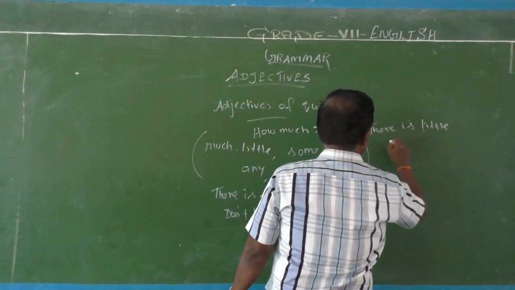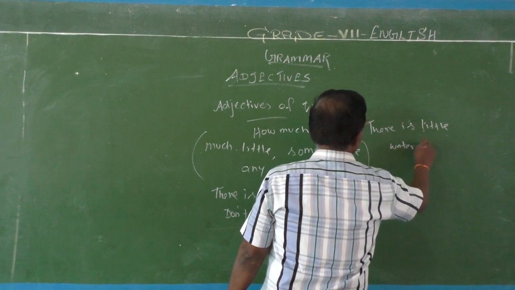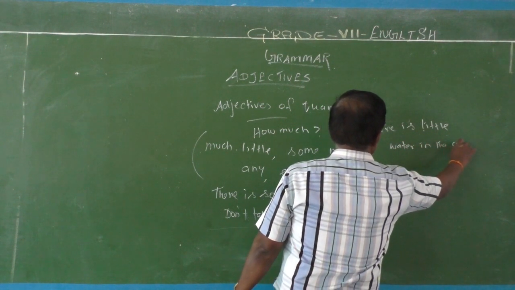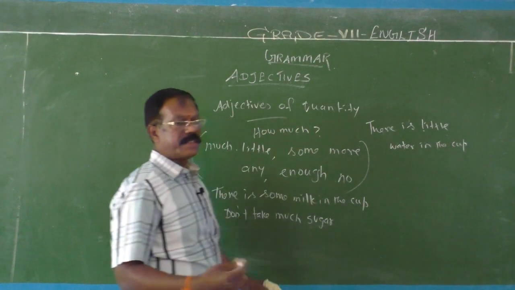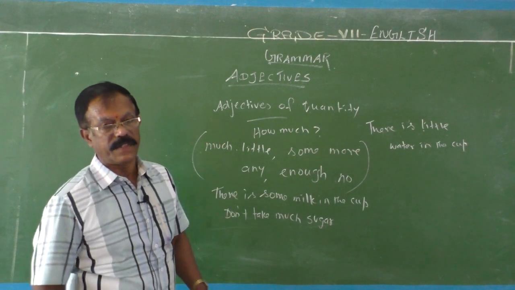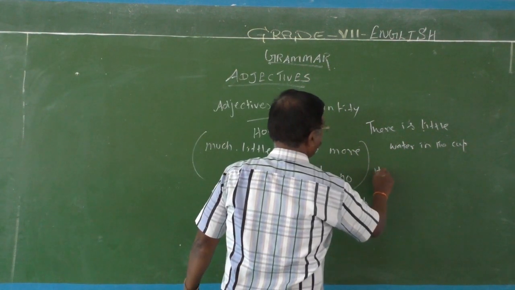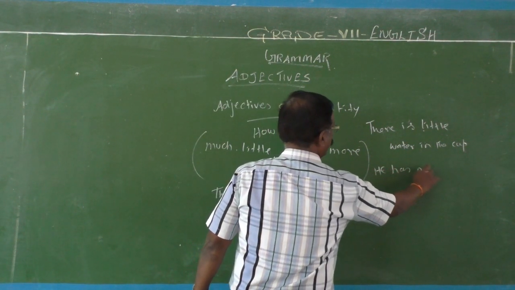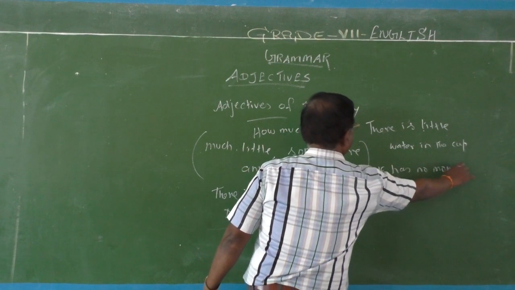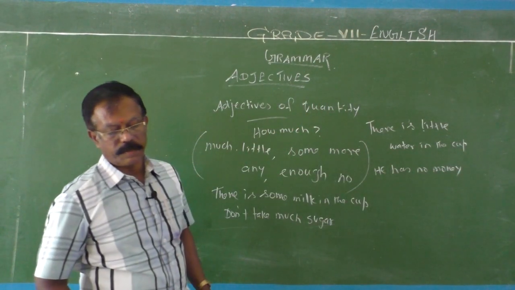There is little water in the cup. Little knowledge is always dangerous. He has no money. Okay. So he has no money.